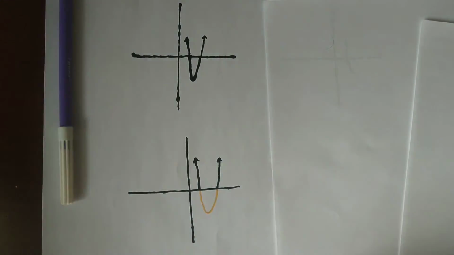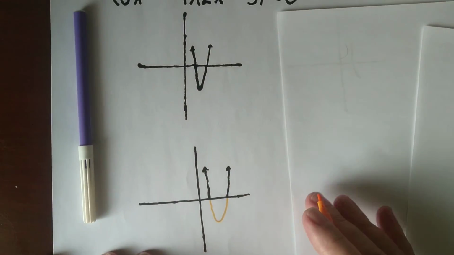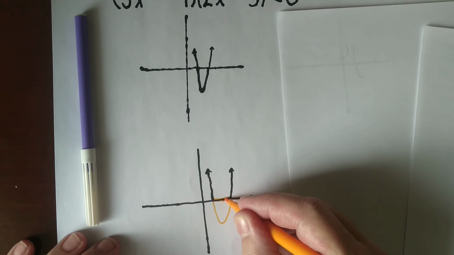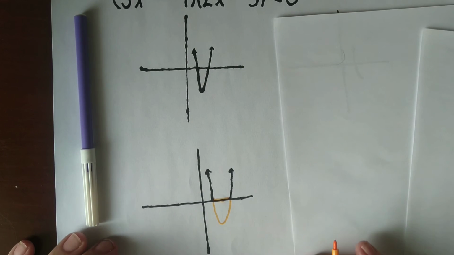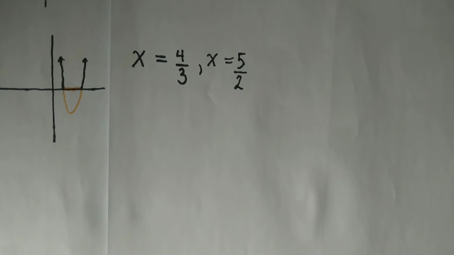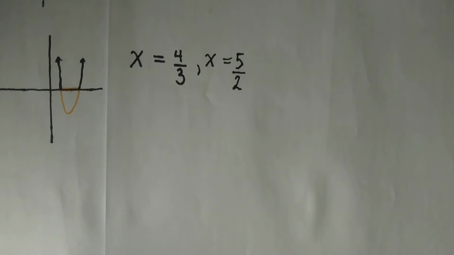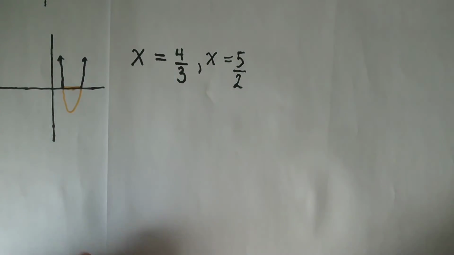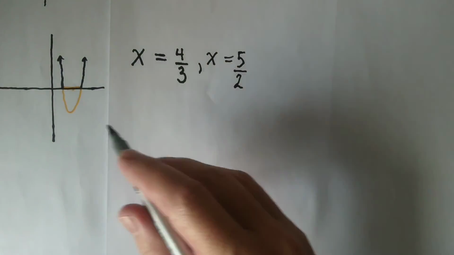That range is going to be here from these two intercepts. So we're trying to find these x values, and that tells us how to set up our solution. So here's what we come up with. X is equal to 4/3, x is equal to 5/2. That tells us where this is crossing the x-axis.